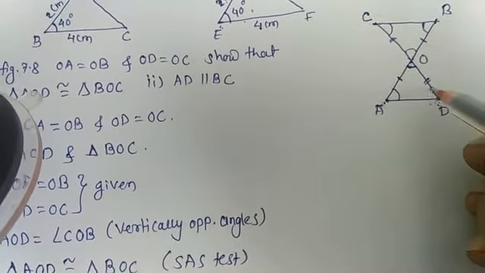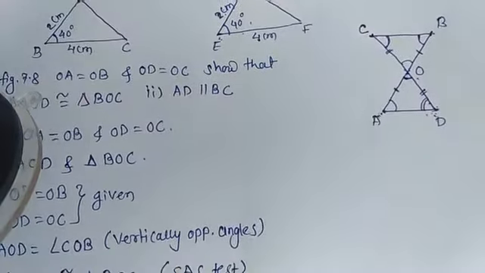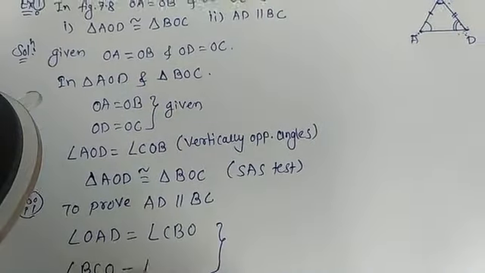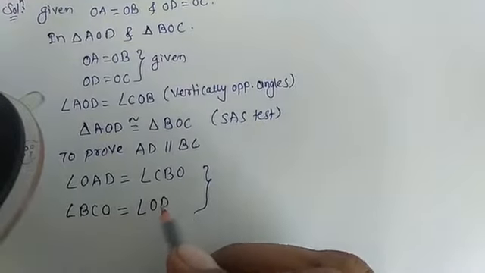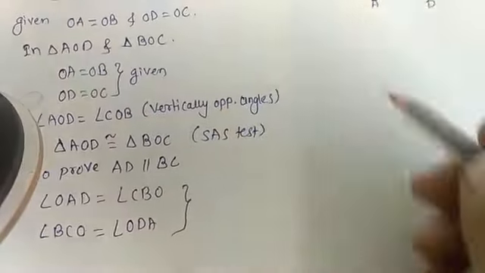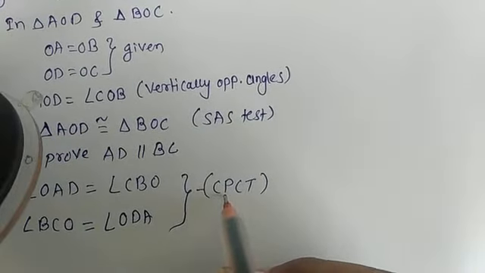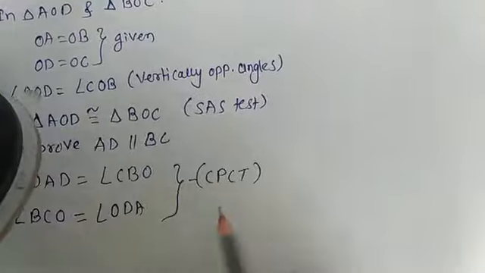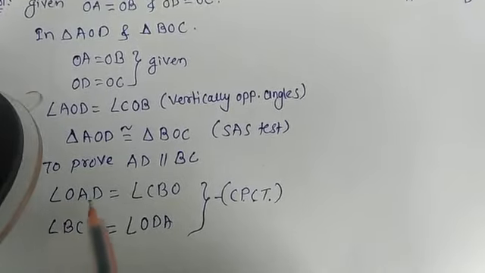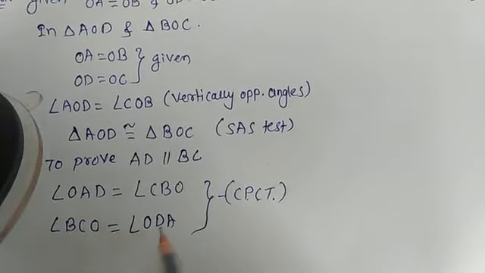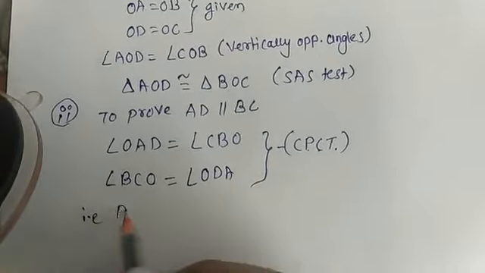Here this angle and this angle will be alternate. That means angle BCO is equal to which angle? Angle ODA, because this is by using CPCT, corresponding parts of congruent triangles. So by CPCT you can say that angle OAD is equal to angle CBO and angle BCO is equal to angle ODA.